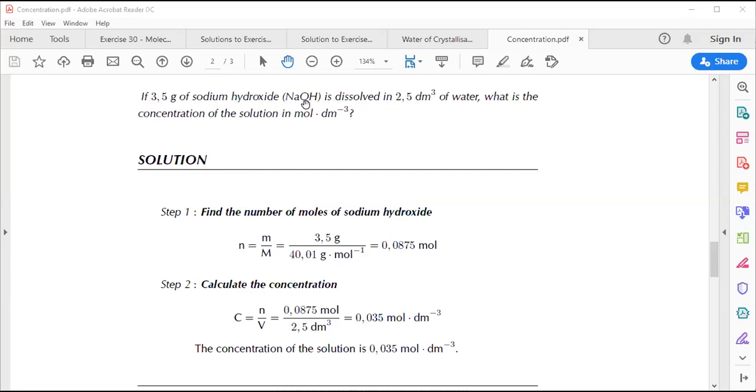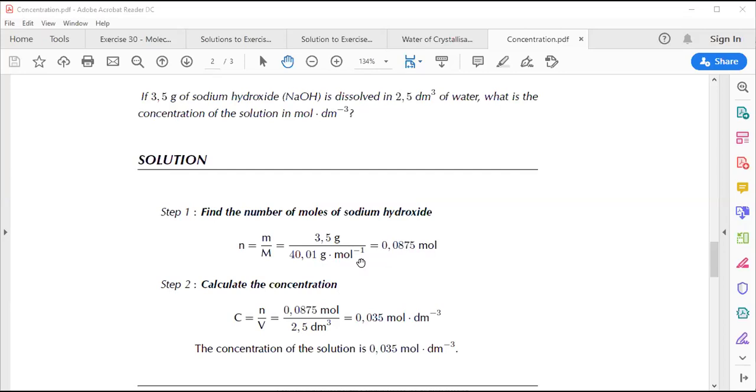Molar mass for oxygen, 16. Molar mass for hydrogen, 1. I add that 23 plus 16 gives me 39. 39 plus 1 gives me 40. 3.5 divided by 40 gives me 0.0875. Those are my number of moles.